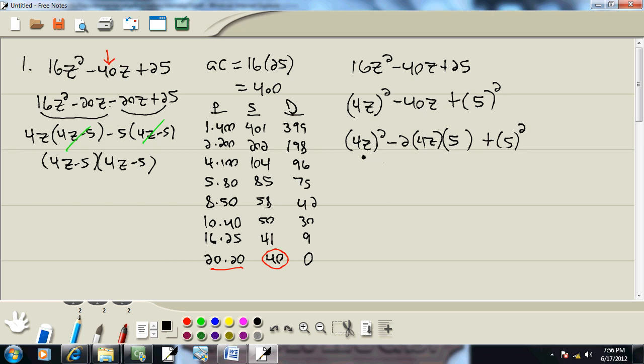So it does work. Now this would be my A, and this is A, of course, and this is B, and this is B. And we have a formula for this. It says that if it's in the form of a squared minus 2ab plus b squared, you can automatically write your answer as (a minus b) squared. Well, a is 4z, minus b, which is 5, squared.